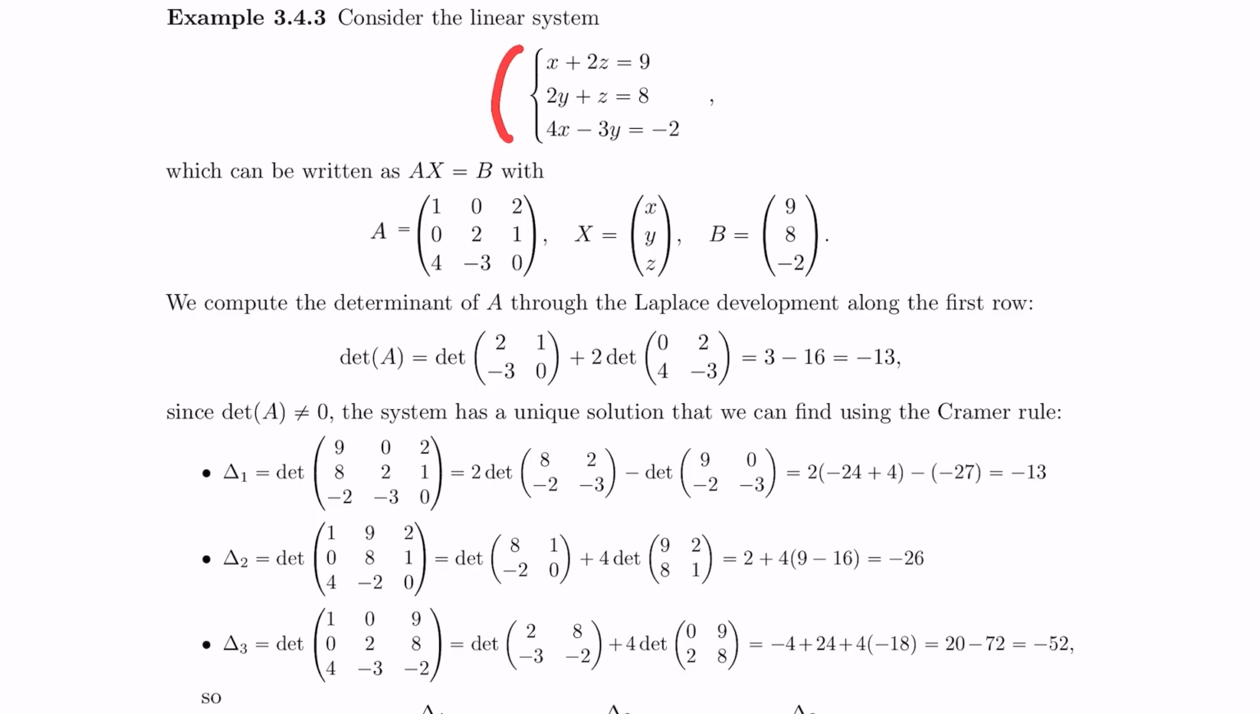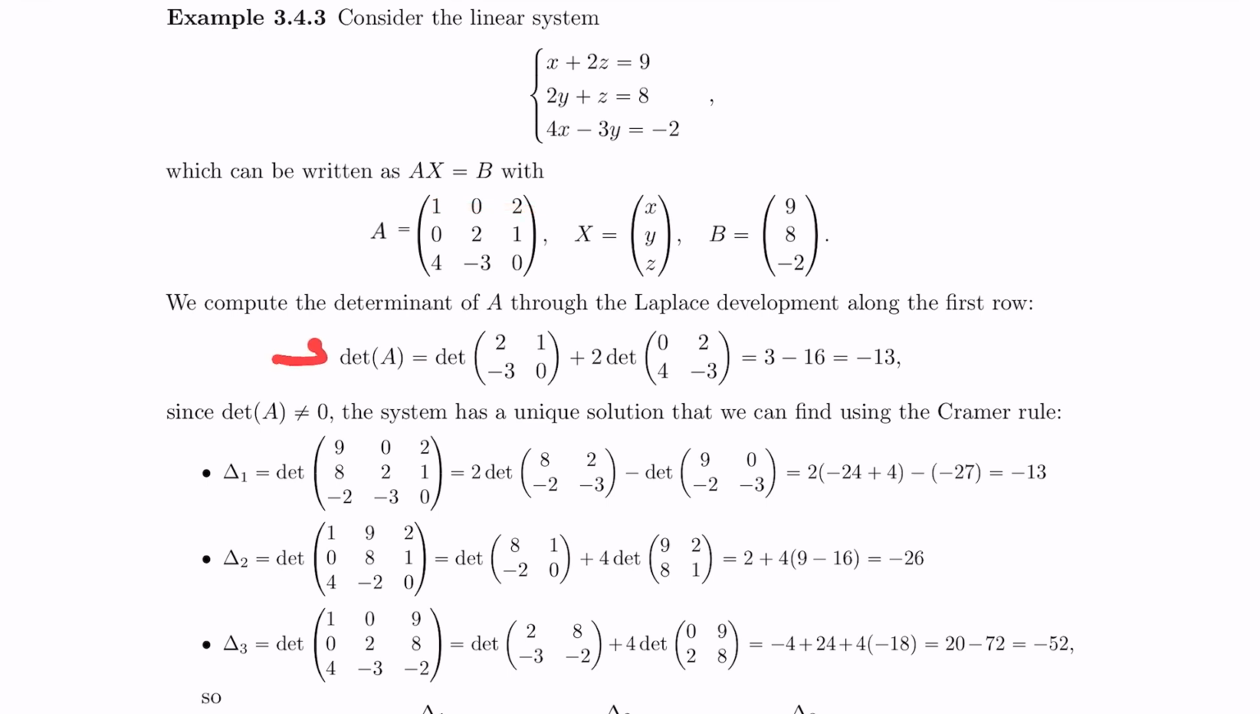Let's consider this linear system that can be written in matrix form like this, with matrices A, x, and B like these ones. In order to see if we can apply the Cramer rule, we have to compute the determinant of A and check if this determinant is different than 0. We have several entries of A that are null, and so we can use the Laplace development, for example, along the first row, or the first column, or the third row. In a totally arbitrary way, I chose to apply the Laplace development along the first row.